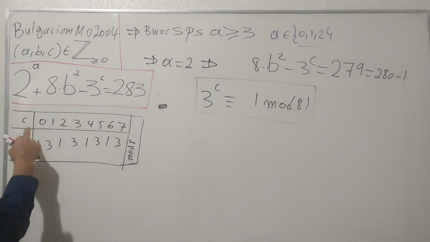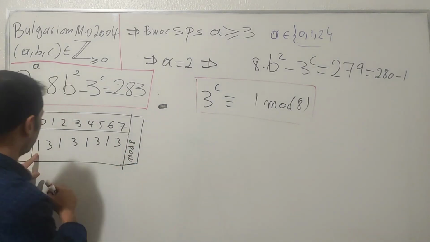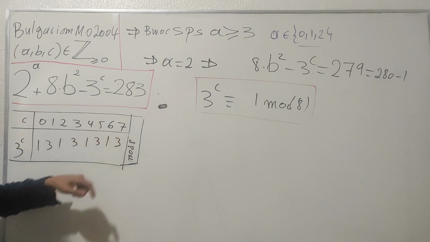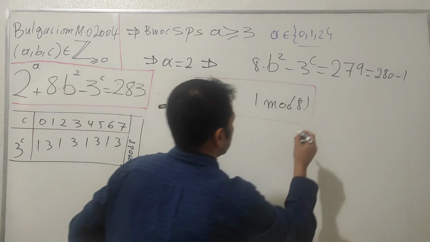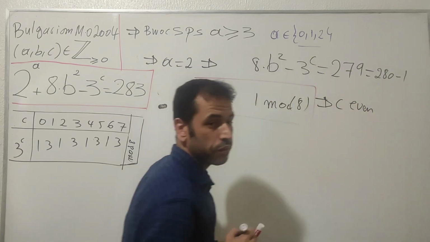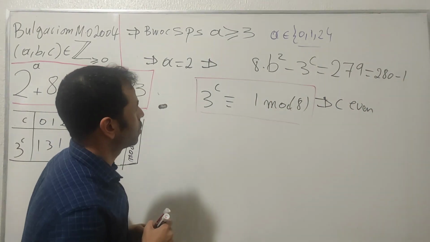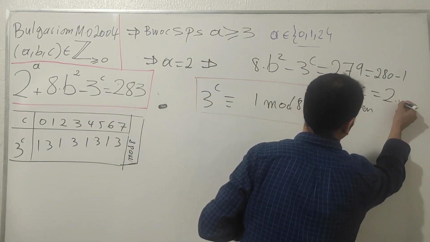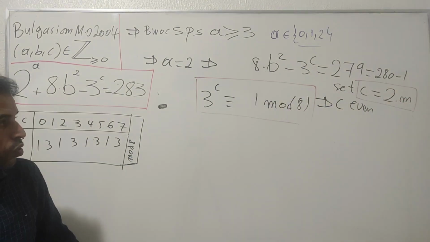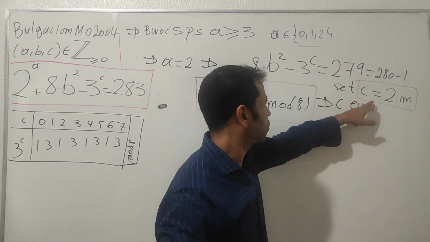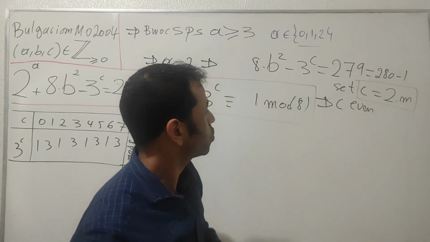But this happens only at even numbers. If you take a look at 0, we get a remainder of 1. If you take 2, we get 1. Number 4, we get 1, and so on and so forth. Which means this is telling us c is even. If c is even, let's set c equals 2m. Now we know which direction we are going. Just replacing the value of c with 2m and solve the equation.